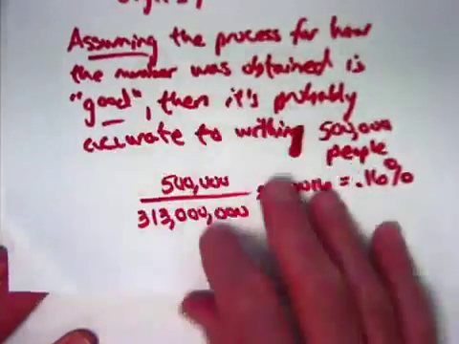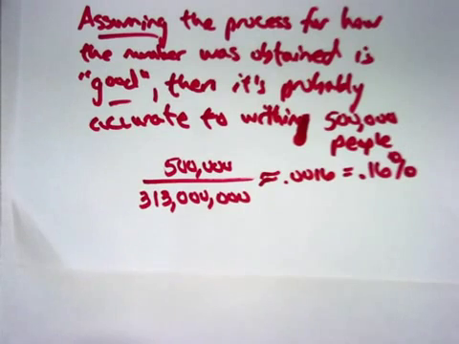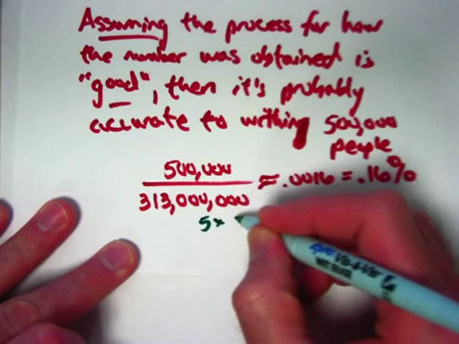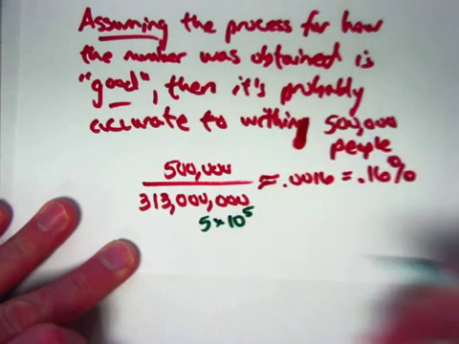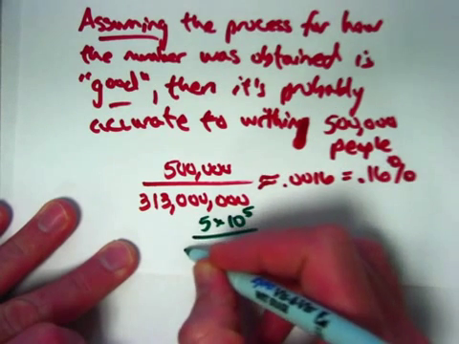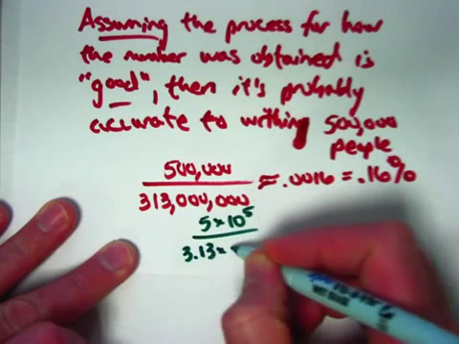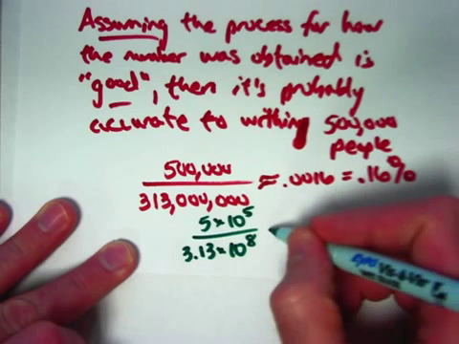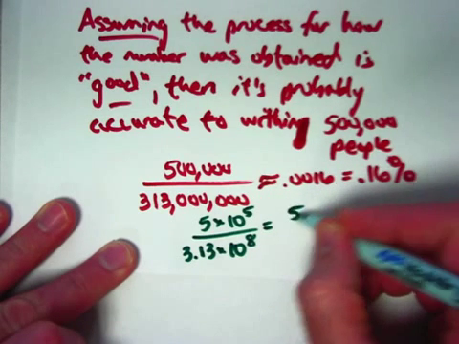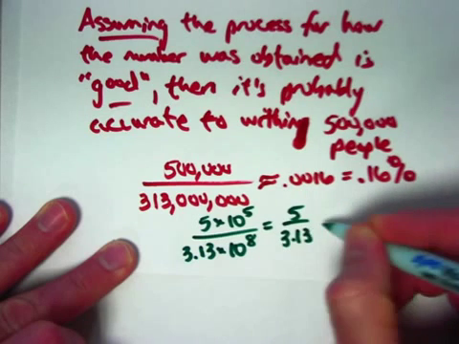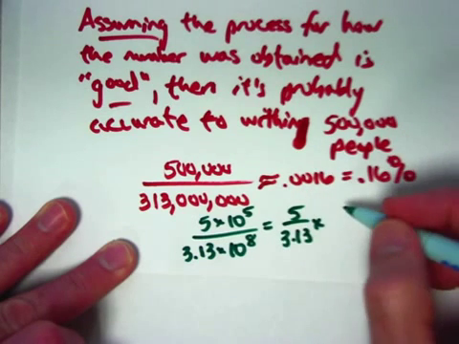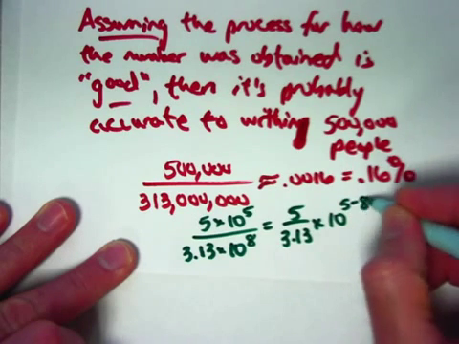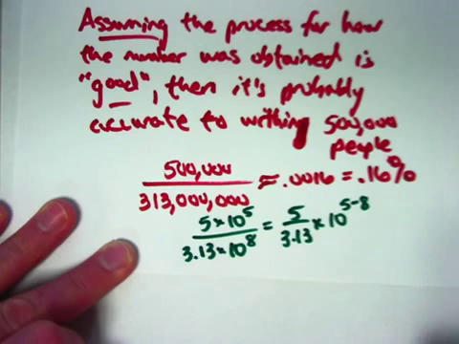First comment I want to make is that this calculation down here can also be done with scientific notation. 500,000 is the same as 5 times 10 to the 5th power. 313 million is the same as 3.13 times 10 to the 8th power. What you can do is you can think of this as 5 divided by 3.13 times 10 to the 5th divided by 10 to the 8th. And 10 to the 5th divided by 10 to the 8th can be written as 10 to the 5 minus 8. You can subtract those exponents there.